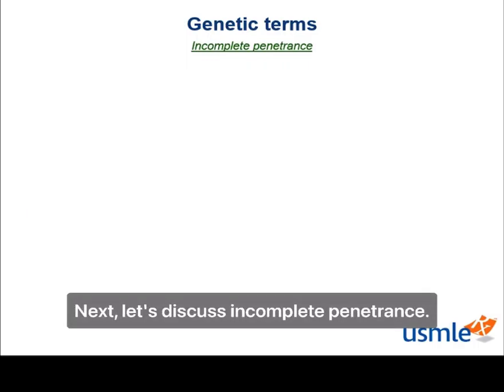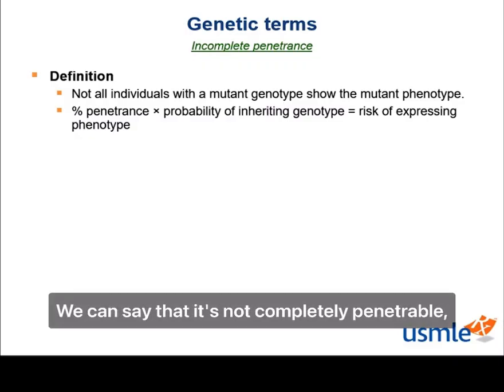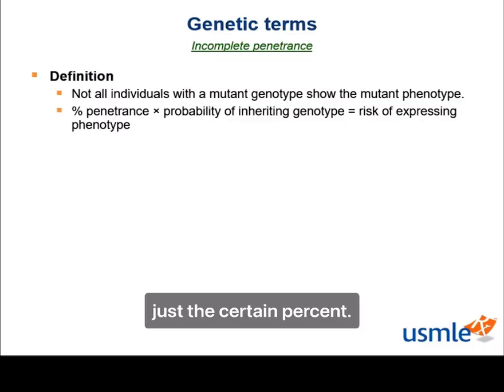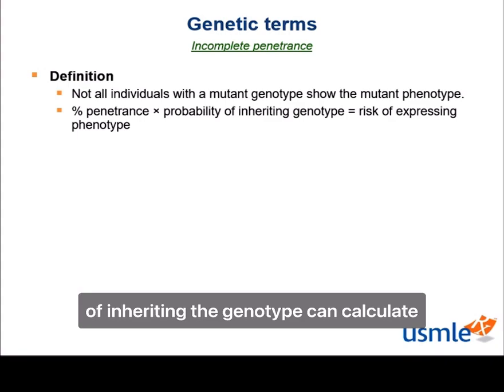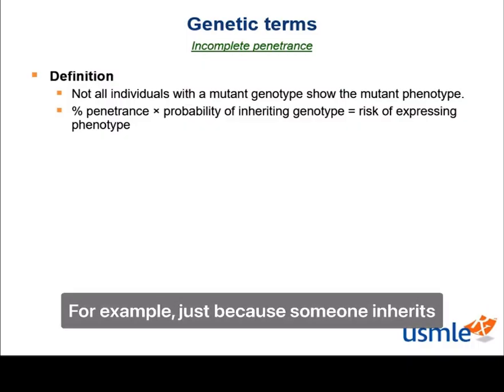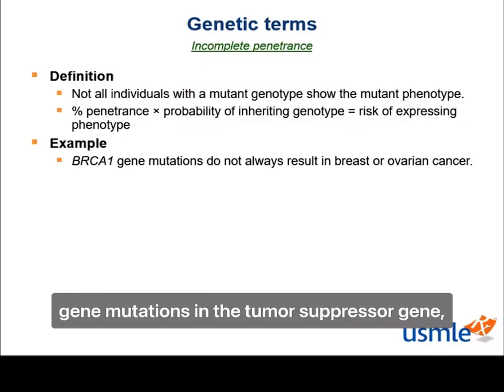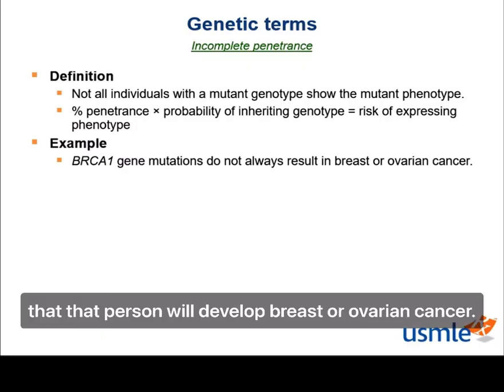Next, let's discuss incomplete penetrance. Incomplete penetrance means that not all individuals with a mutant genotype will show the mutant phenotype. We can say that it's not completely penetrable, just a certain percent. That percent penetrance multiplied by the probability of inheriting the genotype can calculate the risk of expressing the mutant phenotype. For example, just because someone inherits gene mutations in the tumor suppressor gene BRCA1 does not necessarily mean that that person will develop breast or ovarian cancer.